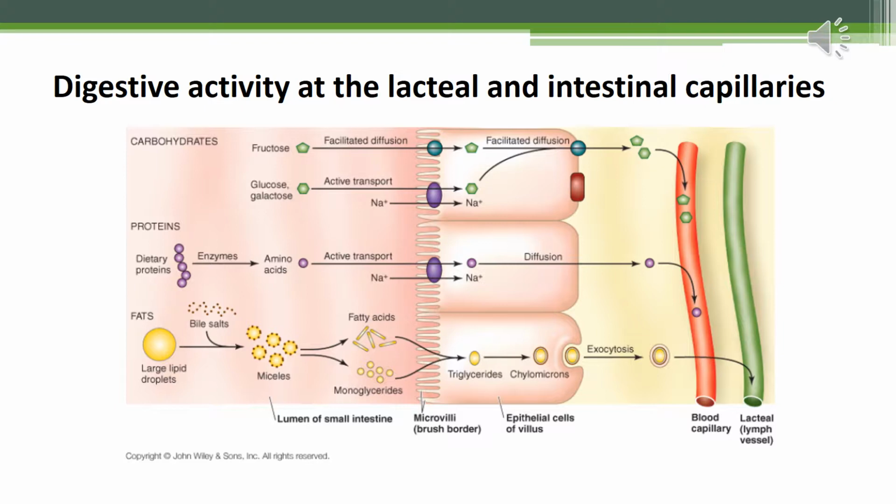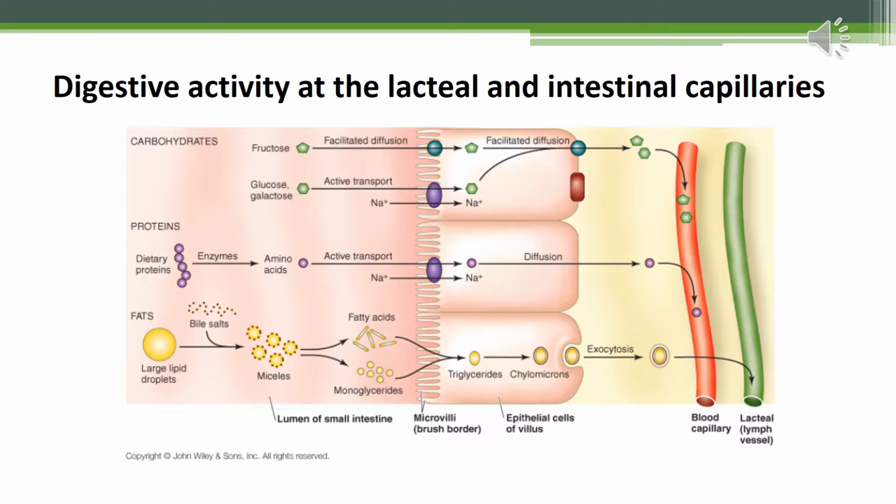And then we have the proteins, which are first broken down into amino acids by enzymes, and then through the process of active transport are absorbed through the brush border, and then they are absorbed into the capillaries by diffusion. And then finally we have the lipids or fats, which are the most difficult of these nutrients to digest.